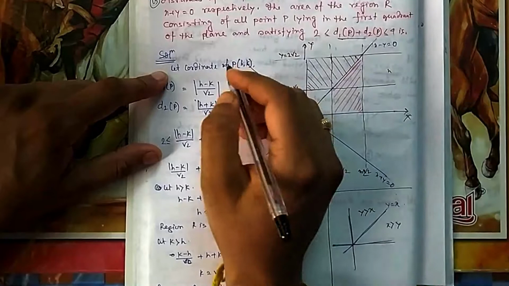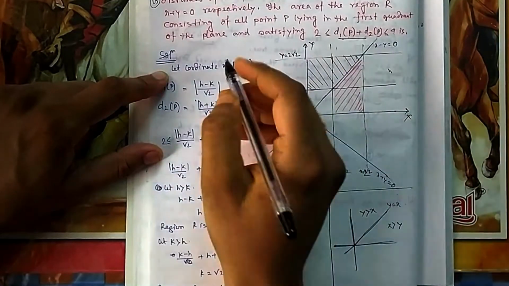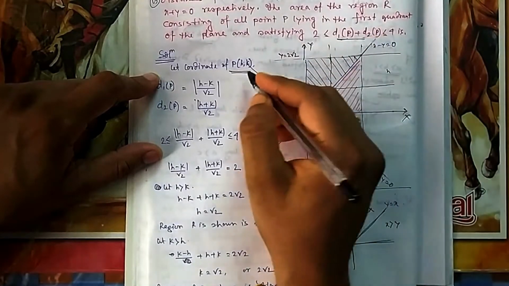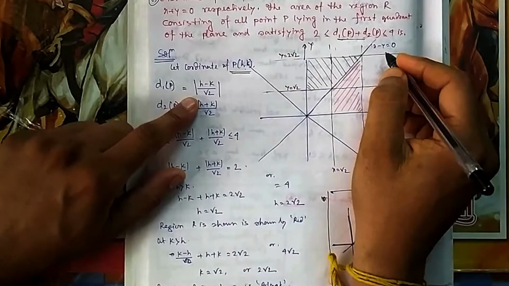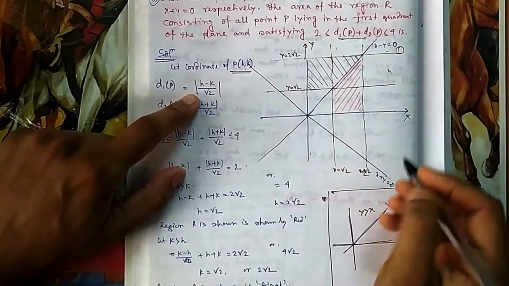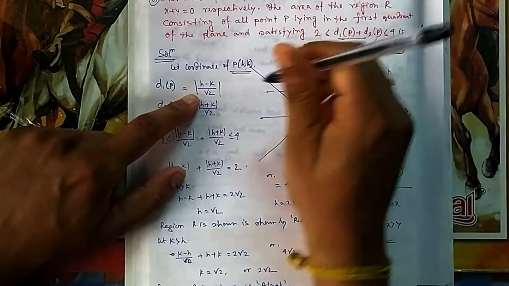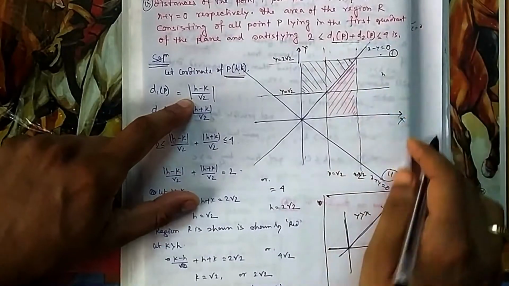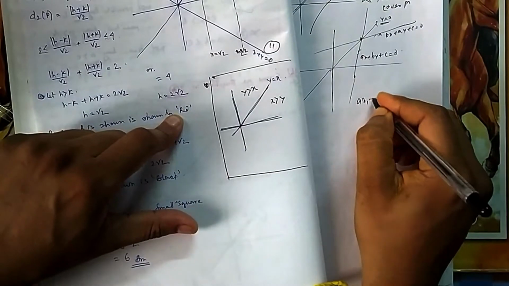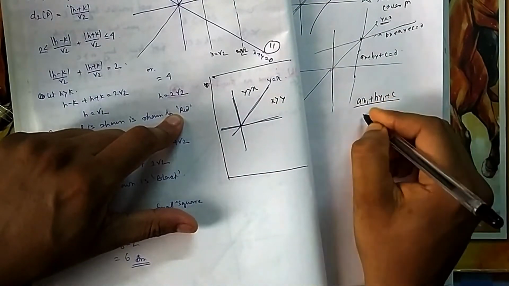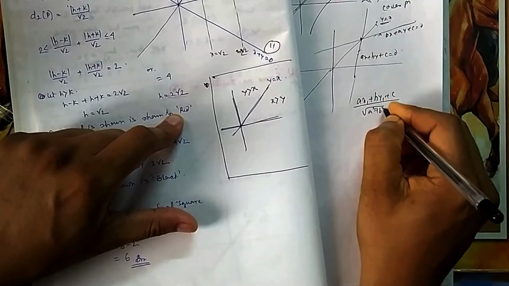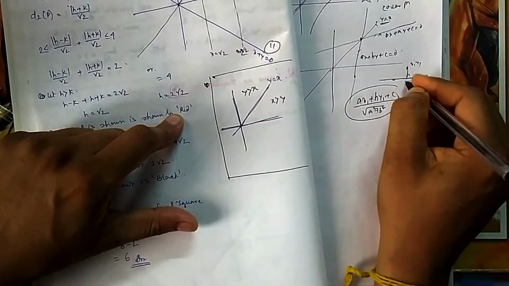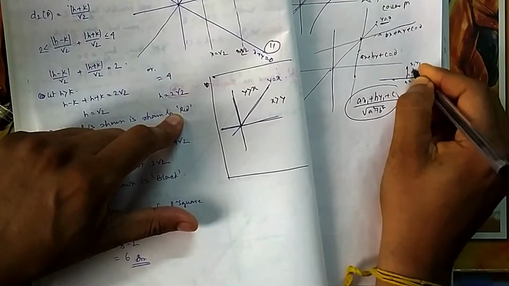Because I don't know the point, let me take that point as (h, k). So let us find these distances. From a point I need to find the distance to the line. Suppose this is my first line, this is my second line. What is the distance formula from a point to a line? Remember: a x1 plus b y1 plus c, divided by under root a square plus b square. This is from the point (x1, y1) to the line ax plus by plus c equal to 0. This is the distance formula.